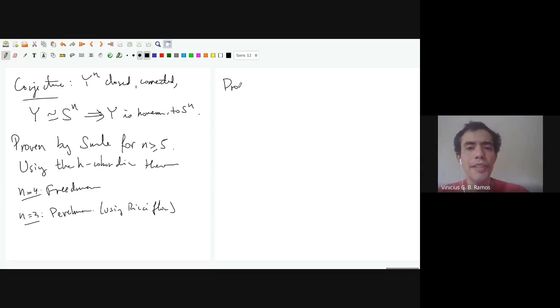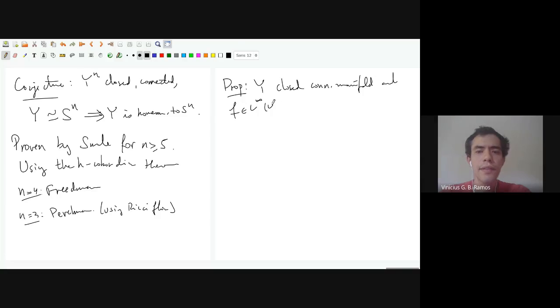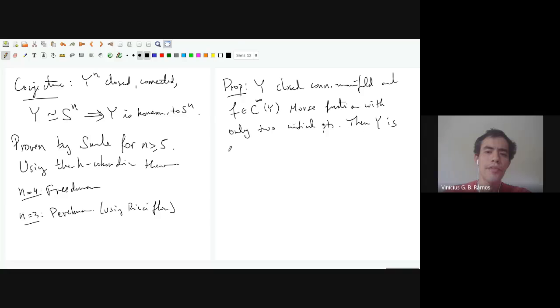So maybe I should say this is a proposition. Suppose that Y is a closed connected manifold, and f is a Morse function with only 2 critical points, then Y is homeomorphic to Sn.